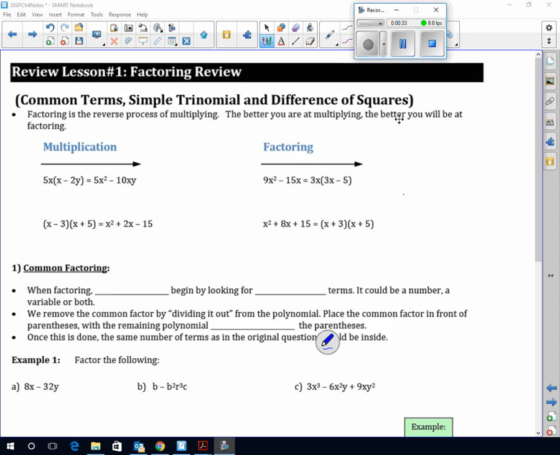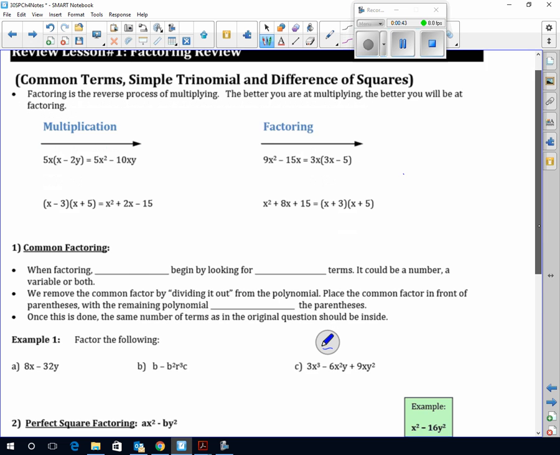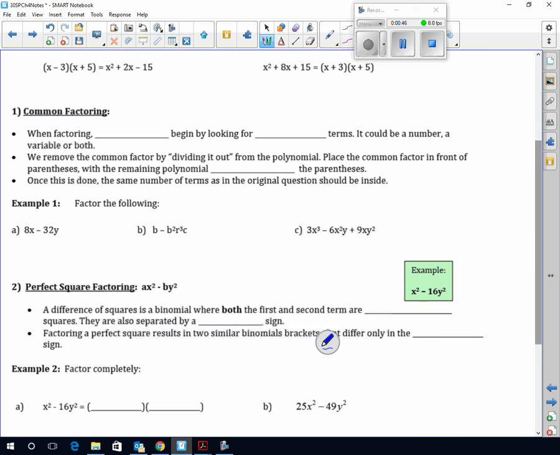So the first method of factoring is common factoring. When factoring, first begin by looking for common terms. It could be a number, a variable, or both. We remove the common factor by dividing it out from the polynomial. Place the common factor in front of the parentheses, brackets, with the remaining polynomial inside the parentheses. Once this is done, the same number of terms as the original should be inside.